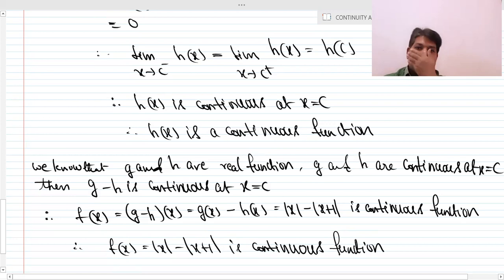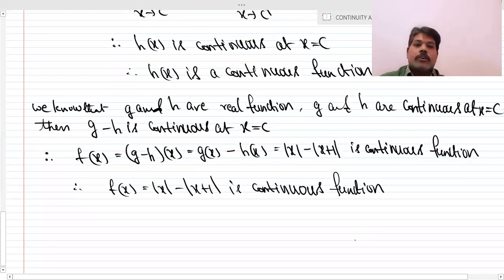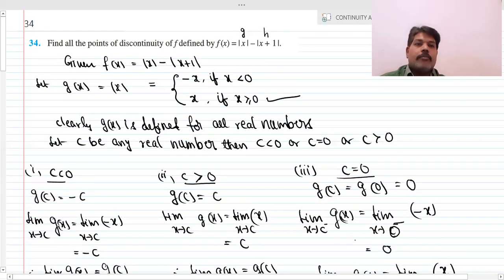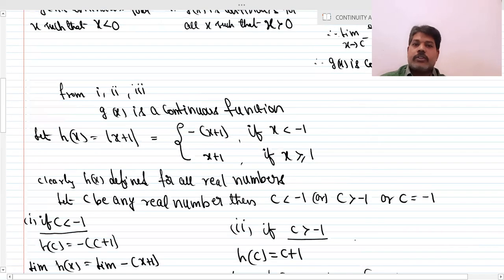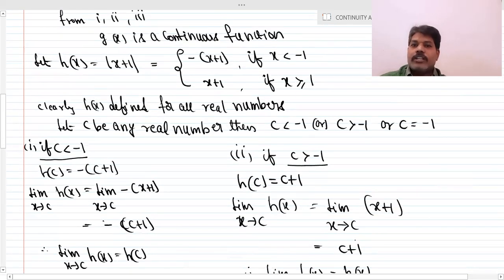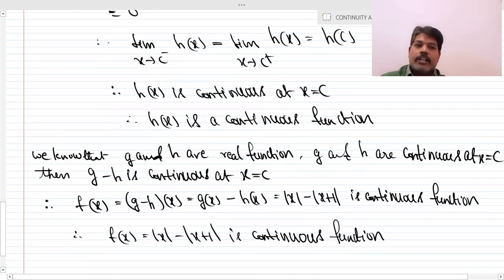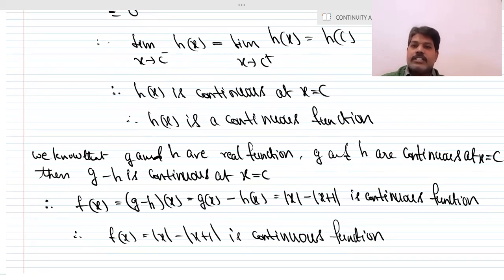See that question, students. What we have proved is that the given function f of x is a combination of g and h. First we take the function g of x and prove that g of x is a continuous function. Next we take h of x is equal to mod x plus 1 and prove that it is also a continuous function. After proving g and h are continuous functions, automatically g minus h is a continuous function. So f of x is g minus h, and automatically f is a continuous function.